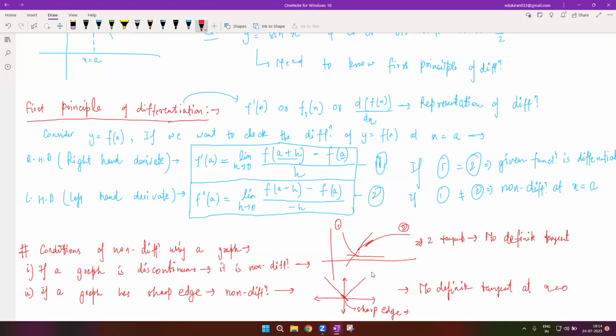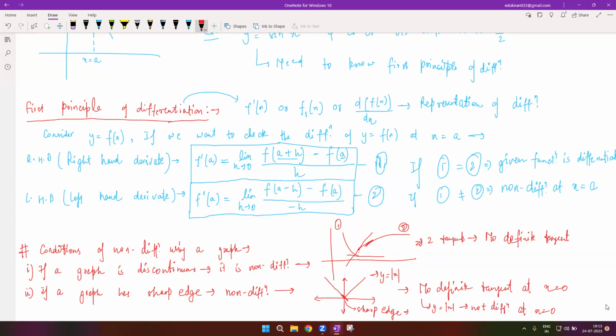So now, this is the graph of y equals mod x, if you don't remember. Always remember this: the graph of the modulus function, y equals mod x, is not differentiable at x equals 0. But at any other point, other than x equals 0, the graph is differentiable. Y equals mod x is not differentiable at x equals 0. Always remember this, because at x equals 0 the graph has a sharp edge.